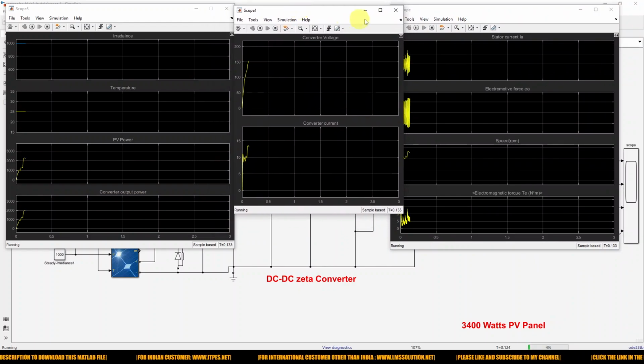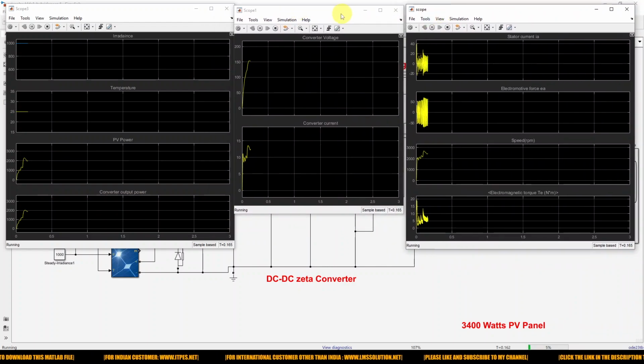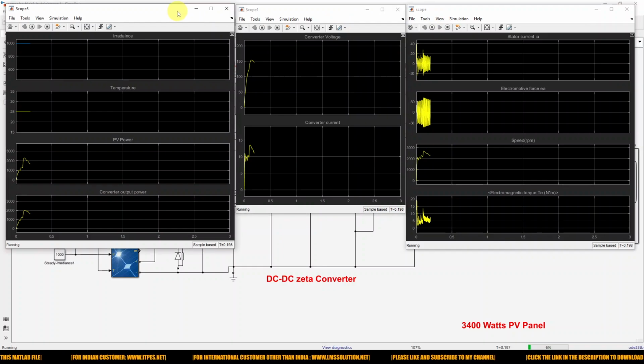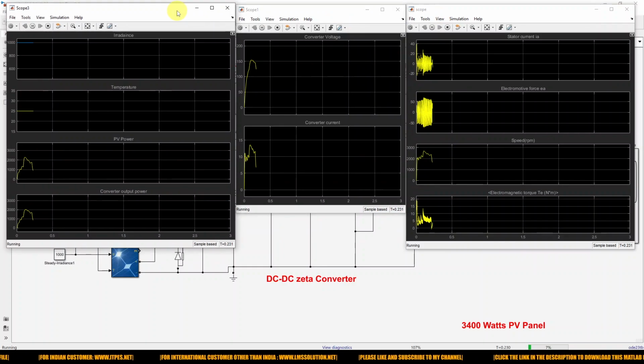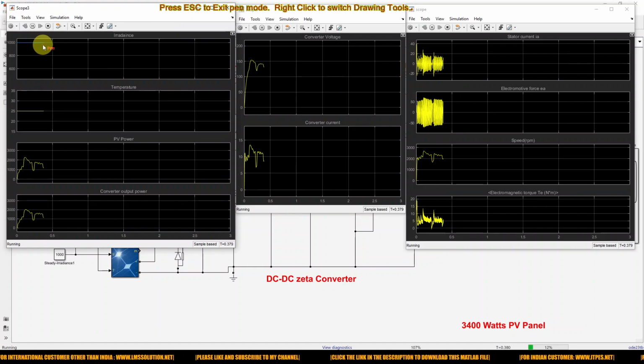So here the panel ratings are around 3400 watts at the standard radiation condition. Now we can check the result of the system under hybrid PO PSO MPPT. Here you can see that the radiation maintained for both panels is around 1000 watts per meter square and the temperature is around 25 degrees Celsius.